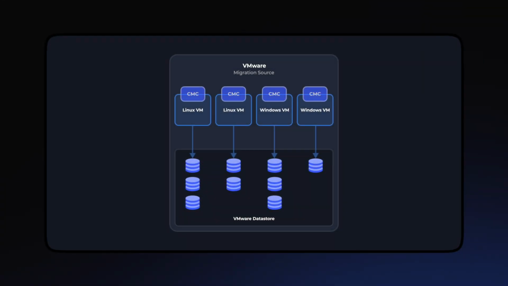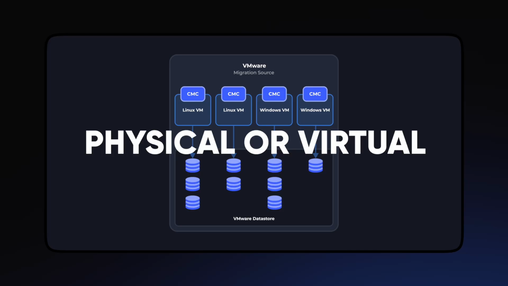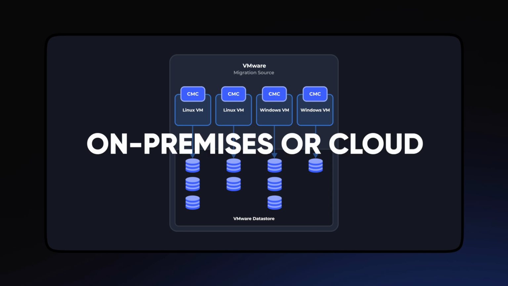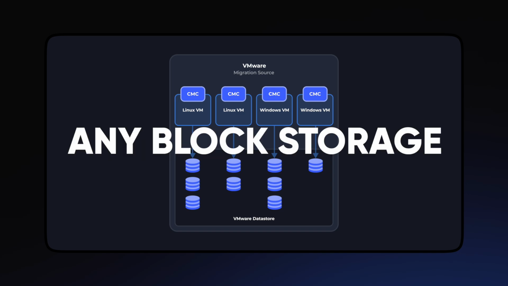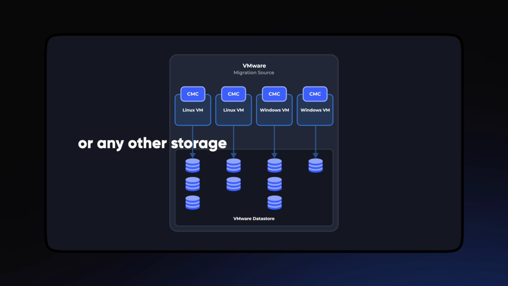First, we will deploy Cirrus Migrate Cloud on your Linux or Windows hosts. This host can be a physical server or a virtual machine from any hypervisor, no matter if it is on-premises or cloud. And our source can be any block storage, including RDM or other storage directly attached to the VM, which does not rely on VMware snapshot capabilities.